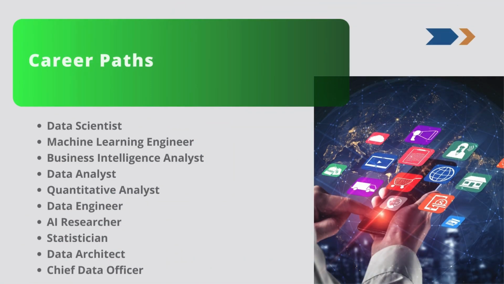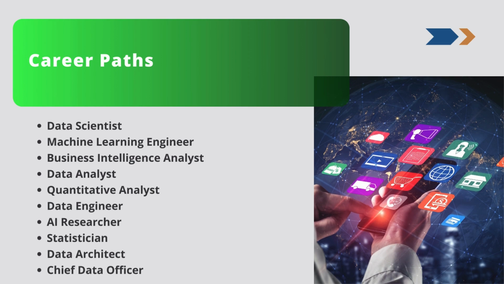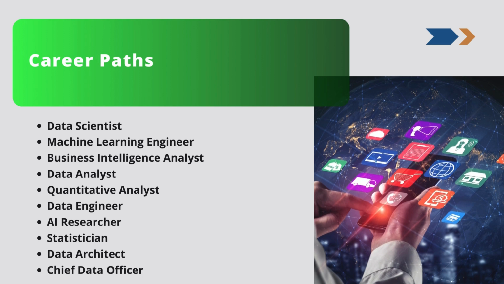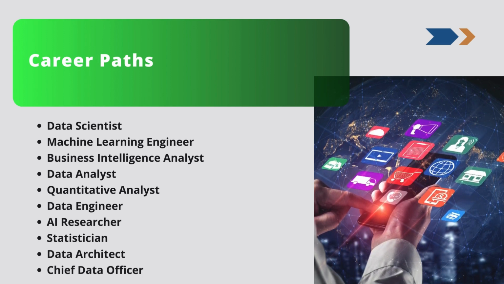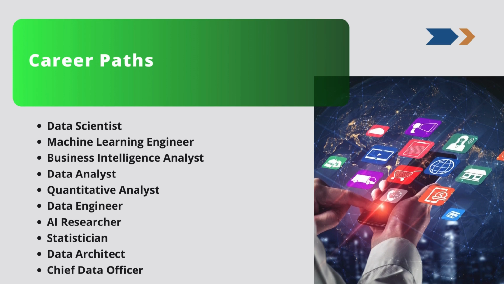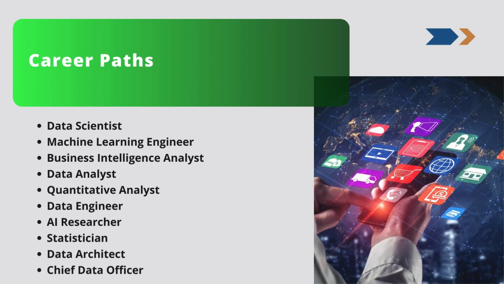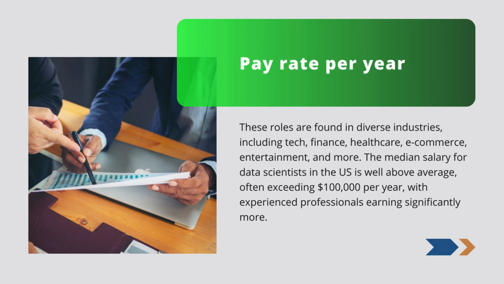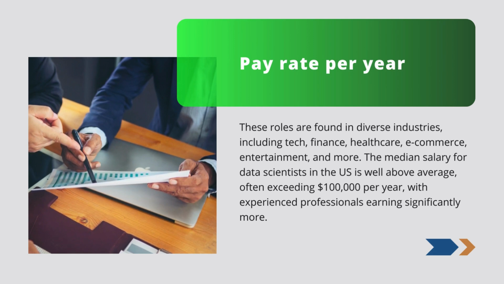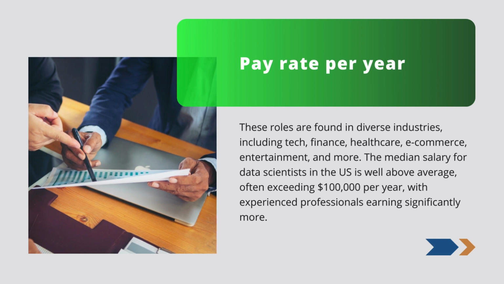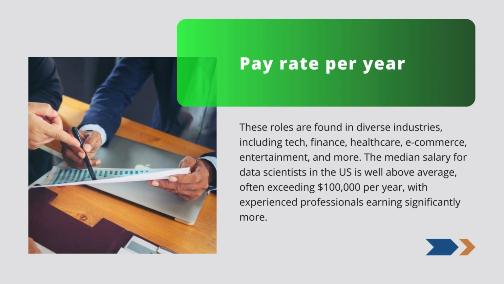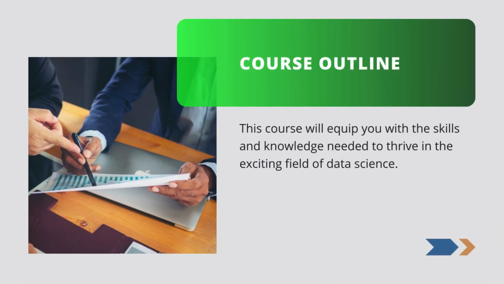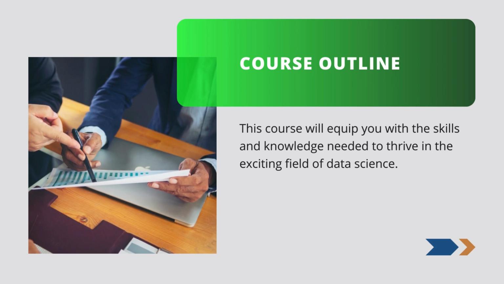For example, you can be a data scientist, a machine learning engineer, a business intelligence analyst, a data analyst, a quantitative analyst, a data engineer, an AI researcher, a data architect, and you can also be a chief data officer. And these roles are found in diverse industries, including tech, finance, healthcare, e-commerce, entertainment, and more. The median salary for data scientists in the US, I did a research. It is quite good. It's above $100,000 per year.